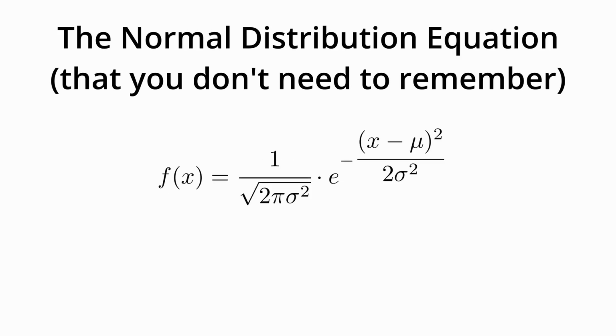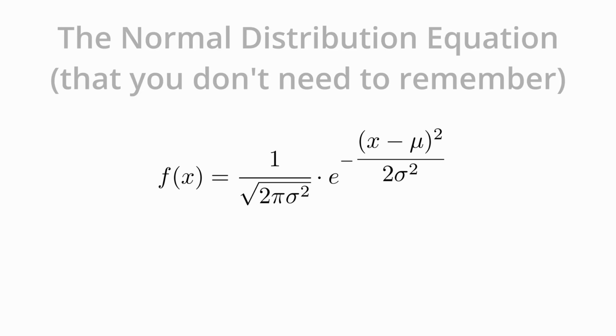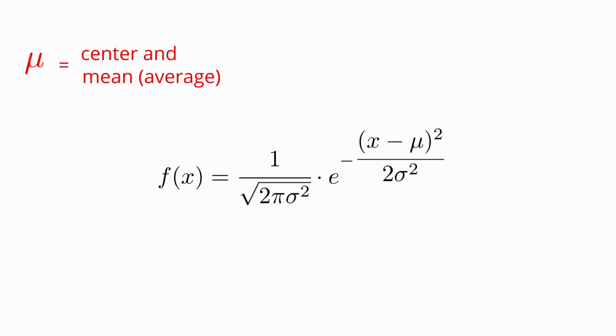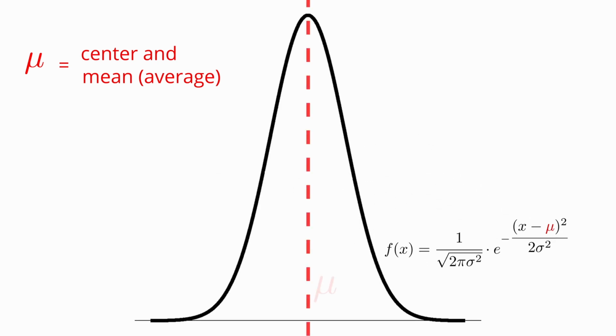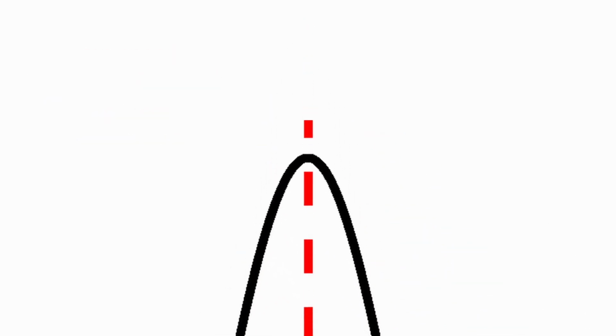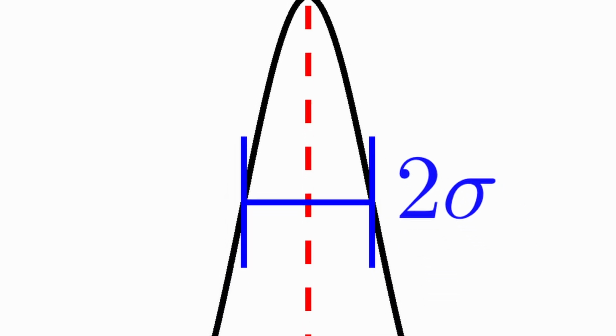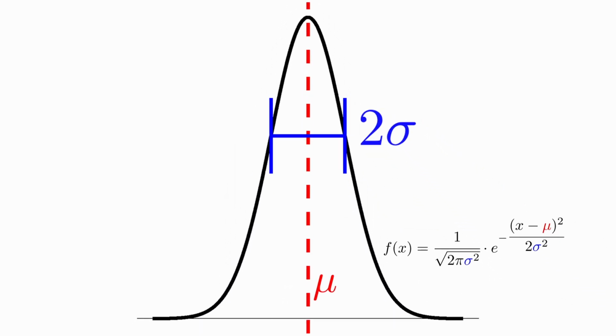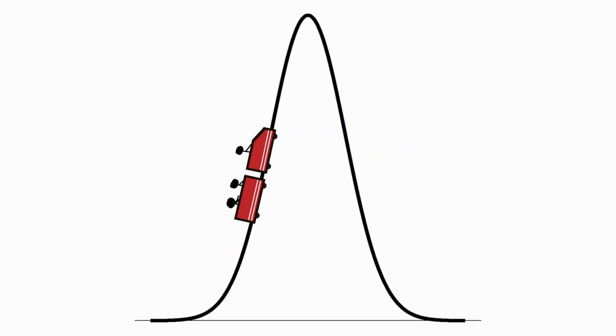The normal distribution is one of the first probability distributions that students learn in an introductory statistics class. This equation defines the distribution, but all you need to know is that we use Greek letter mu to describe the center and mean or average of the curve, and Greek letter sigma squared for its variance, which is proportional to how wide it is squared. It starts off sort of flat in the middle, then starts to fall down on both sides like a roller coaster, and it tapers off close to zero very quickly after that, also kind of like a roller coaster at the end of a ride.